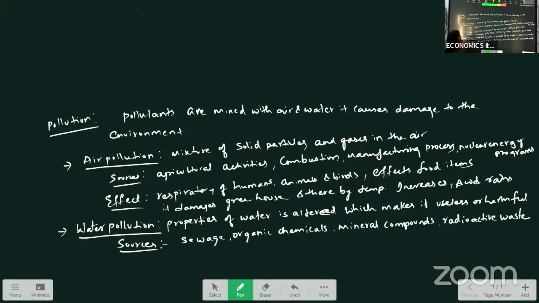How is water pollution caused over here? Sewage water is released in the water. Organic chemicals are combined with the water. Mineral compounds are mixed with the water, or radioactive waste is combined with the water. It creates water pollution. And when the water is polluted, what are the effects it is having?